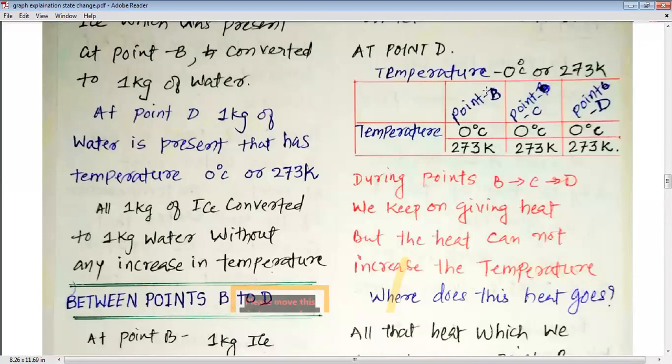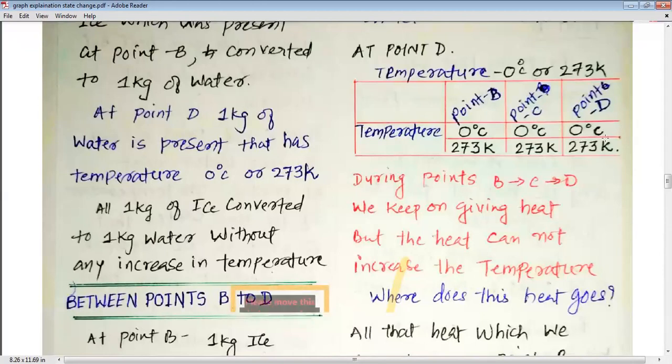Remember, my dear students, that at point B, we had 1 kilogram of ice. At point D, we have 1 kilogram of water. And at point C, both water as well as ice exist simultaneously. So, between point B and point C, we have more ice and less water. Between point C and point D, we have more water and less ice.